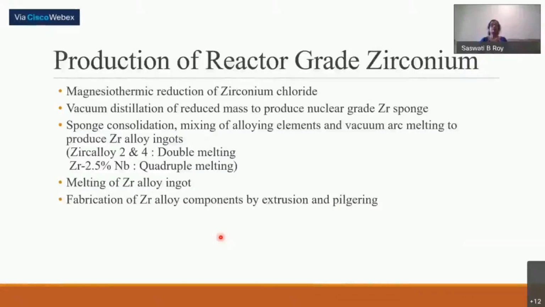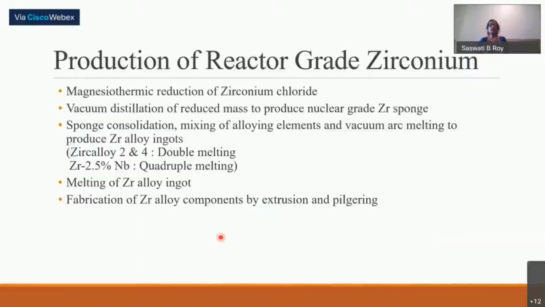And this magnesiothermic reduction or the metallothermic reduction, like solvent extraction, is a very common process for most of the nuclear material. This metallothermic reduction is also very common for all others, even for uranium, thorium, plutonium, everywhere we will do these metallothermic reactions. Here it is magnesium, some places it may be calcium. So magnesiothermic reduction of zirconium chloride is a very complex process.